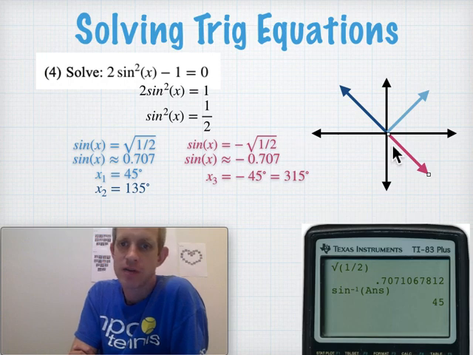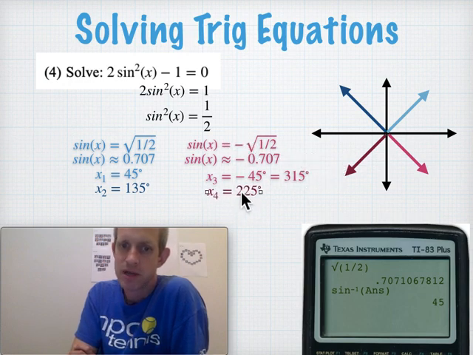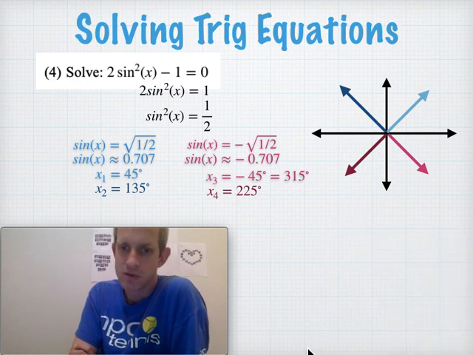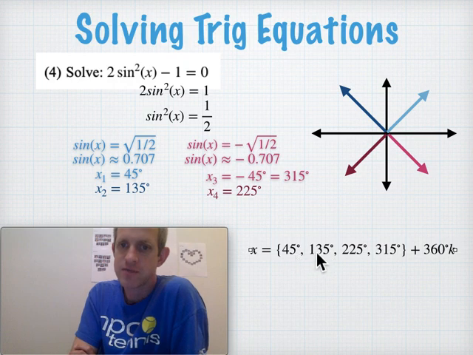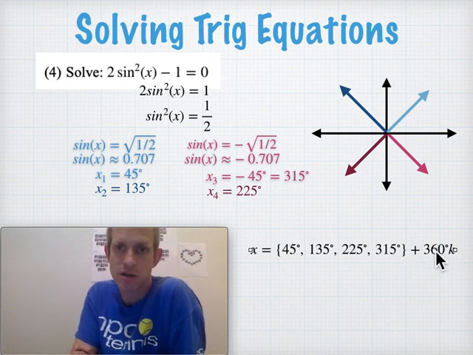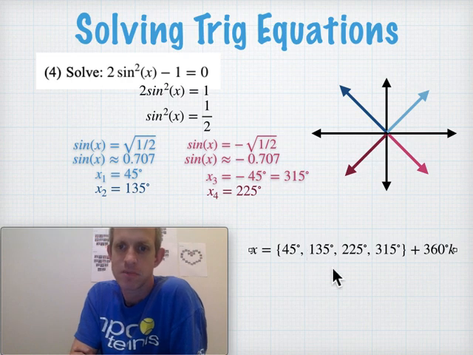And the other answer, in this quadrant, there'd be another angle that's the same height, and that would be 45 degrees past 180, which is 225. So we have 4 different answers within one revolution that we need to all write as our final answer. So final answer here would be that x could be 45 or 135 or 225 or 315, or you could take any of those and add multiples of 360 to it, and you would get other additional answers. So that's kind of neat.